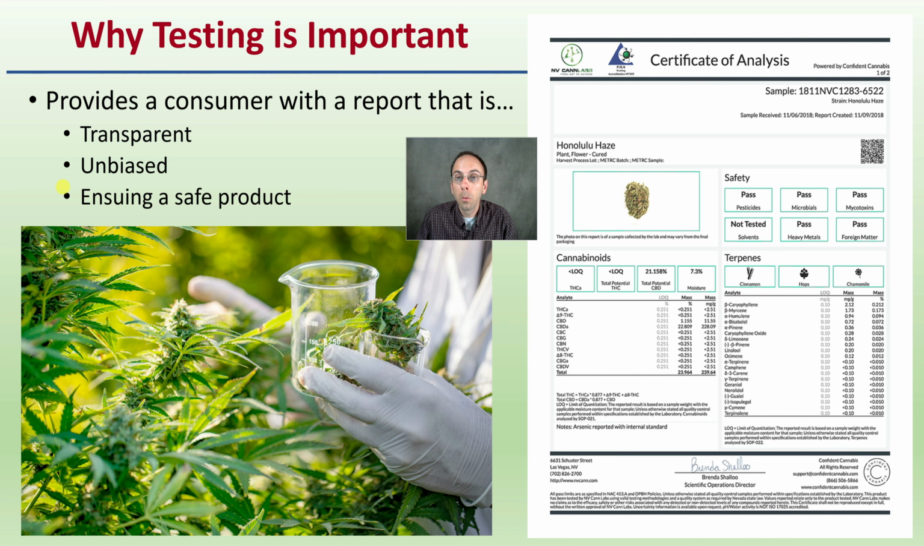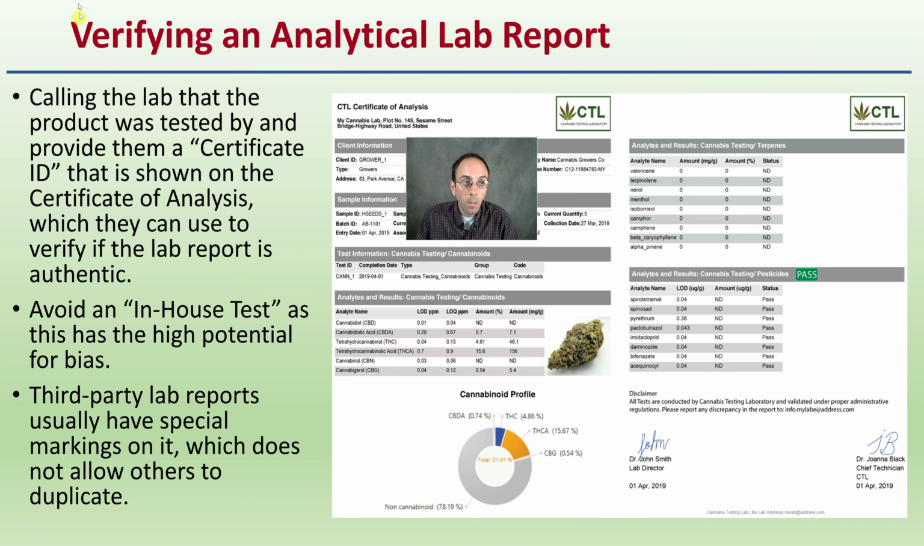So a lot of people will look at the certificate of analysis, go right to what the CBD or THC levels are and forget about the rest. Some just look at the terpenes, but there's a lot more information than just those that's important to be able to recognize. So first off, verifying an analytical lab report.